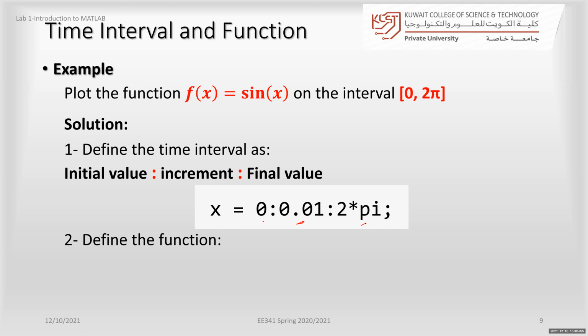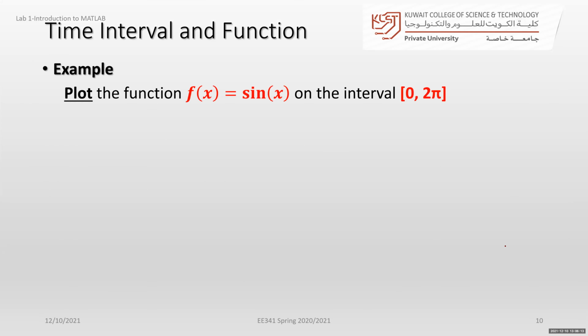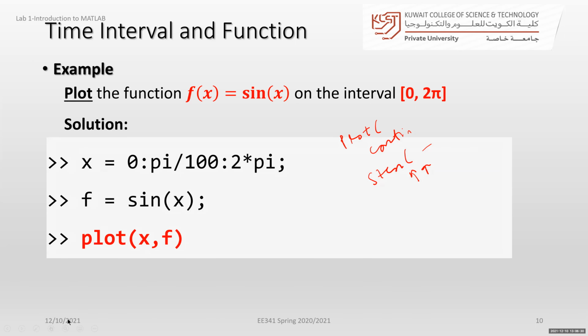Then we have to define the function, f of x is equal to sine of x. In MATLAB we define it like this. The semicolon operator prevents printing the results in the command window. Then we have to plot. If we write the plot command, it will plot a continuous signal. If we write stem, it will plot discrete values like this.